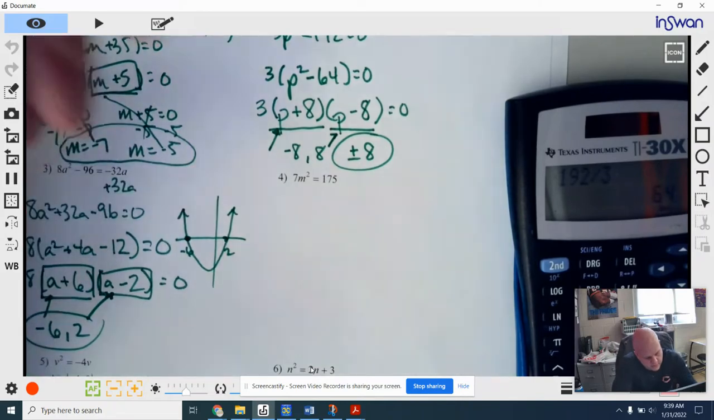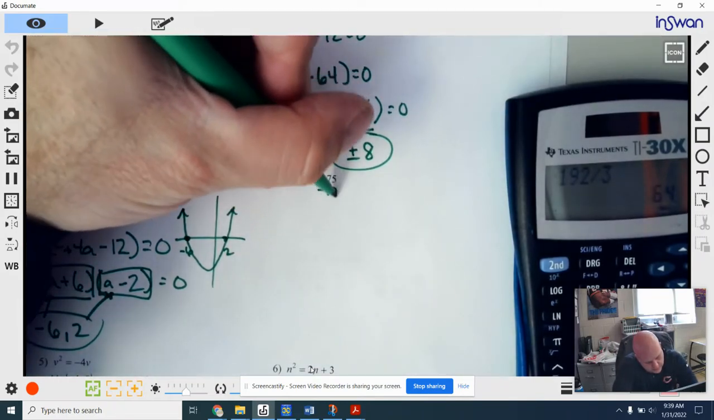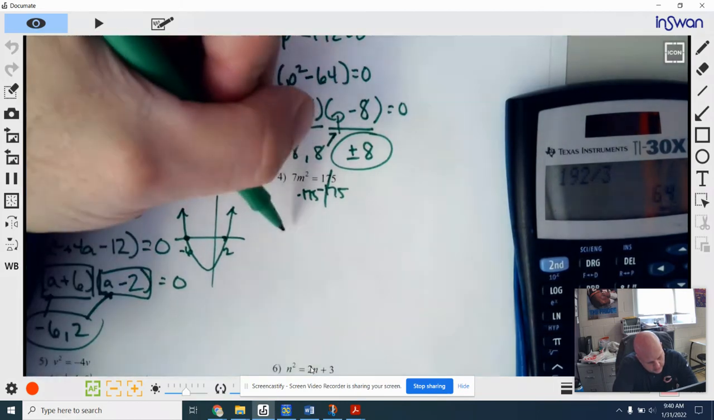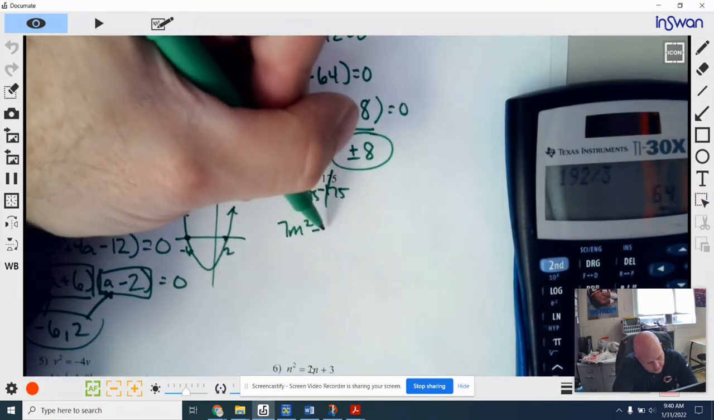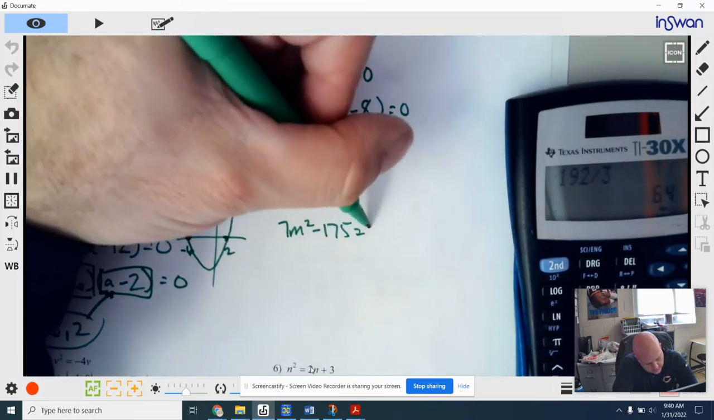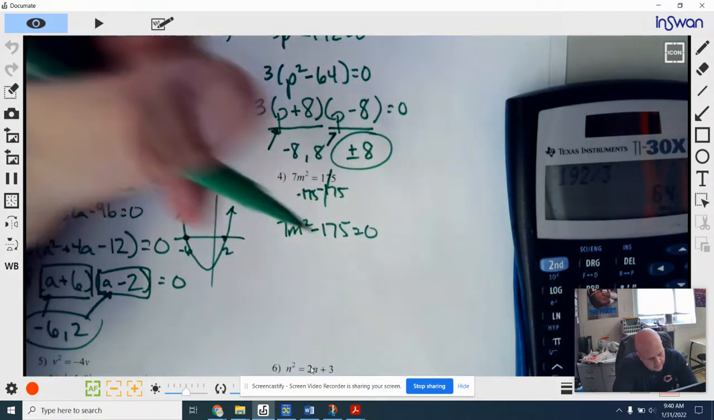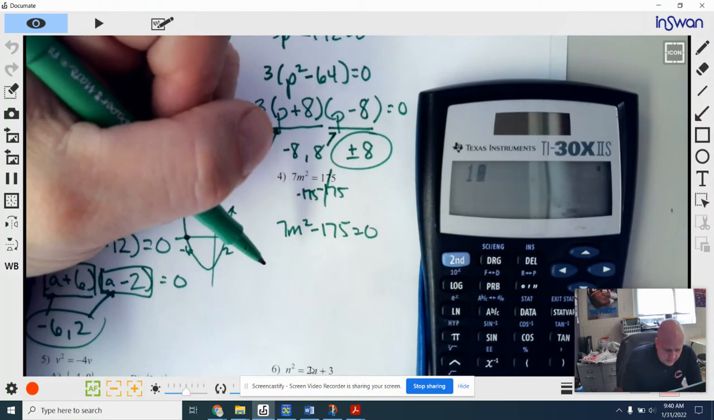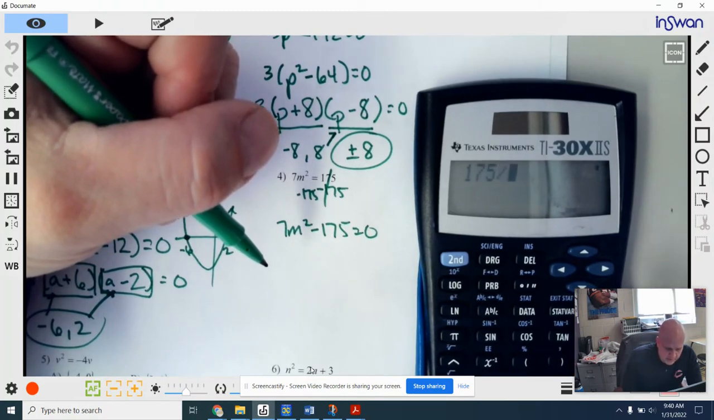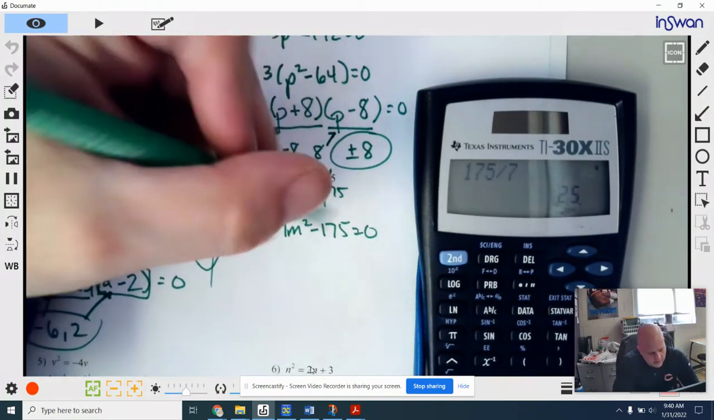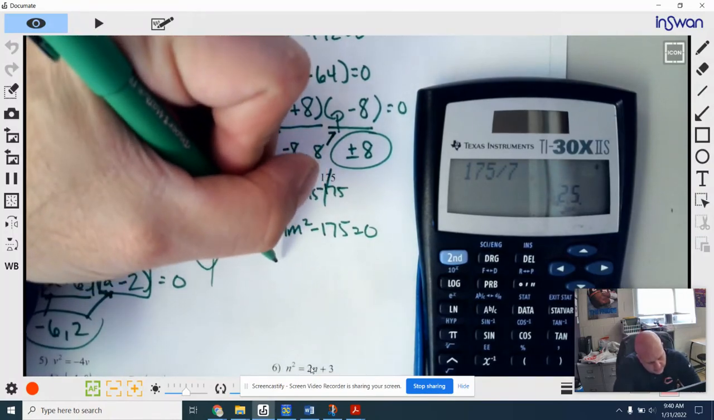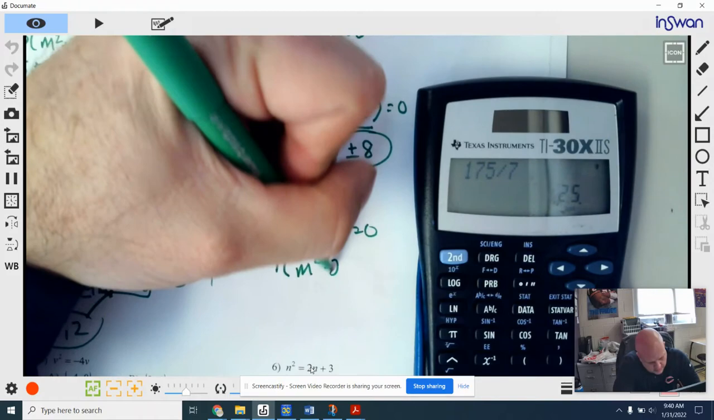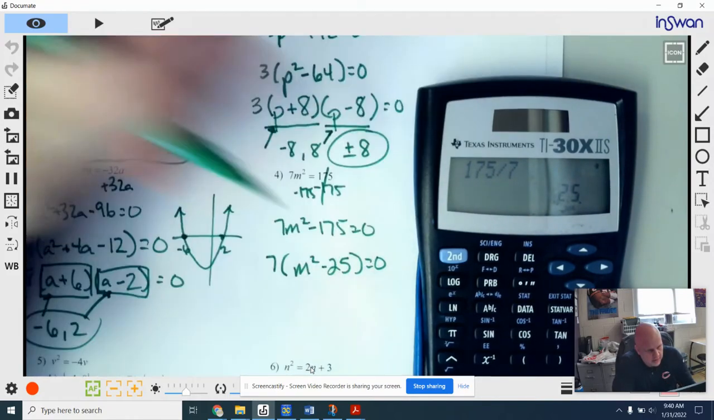Okay, number 4. So let's move this over to the left side. So that cancels. So you have 7m squared minus 175 equals 0. Okay, so now we're going to pull out a GCF, I believe. So let's check it out, 175 divided by 7. We get an answer of 25. So I'm going to pull out 7, and I have m squared minus 25 equals 0.